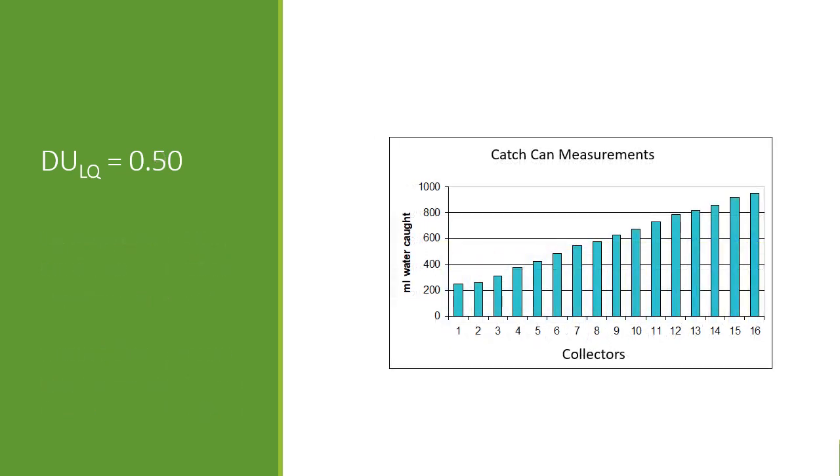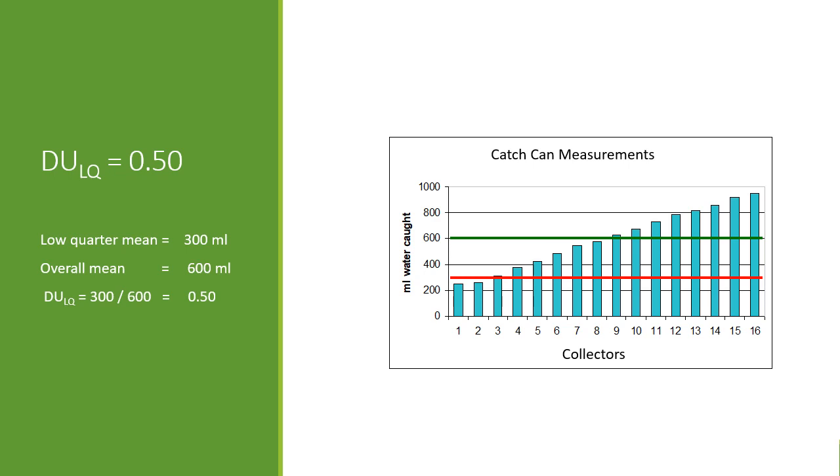We're going to do a second example here with a system that's given us a lower DU. So we have our 16 bucket measurements, we've ordered them lowest to highest, and we work out the lower quarter mean and the overall mean or average. So 300 is our low quarter mean, so 300 divided by 600 equals 0.5. So we have a DU of 0.5 for this system. We can already see that there is a significant variation in the application that we're getting on to these paddocks.